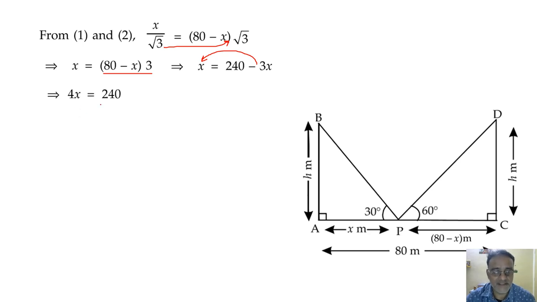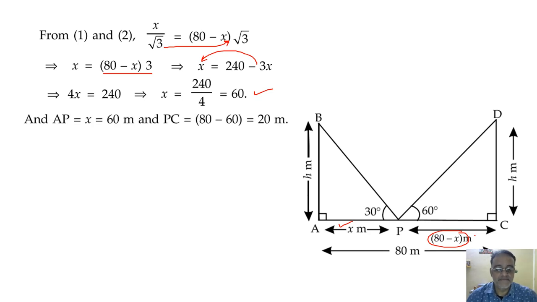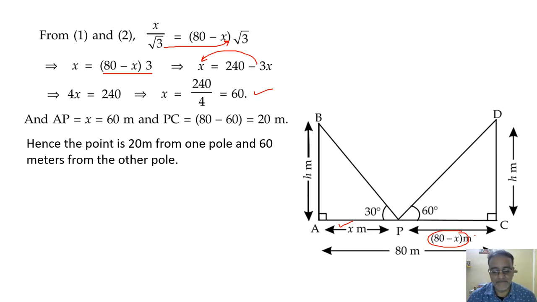So what is the value of x? 60. Right. If x is equal to 60, the other distance will be 80 minus 60, that is 20 meters. Very good. So hence the point is 20 meters from one pole and 60 meters from the other pole. Right. So see, if you analyze both the questions, the first question is very easy. इसलिए जब select करोगे internal choice question में तो थोड़ा ध्यान से select करना है. अगर मेरे को select करने के लिए कहा गया तो मैं तो first question select करूंगा, and first question was very easy.